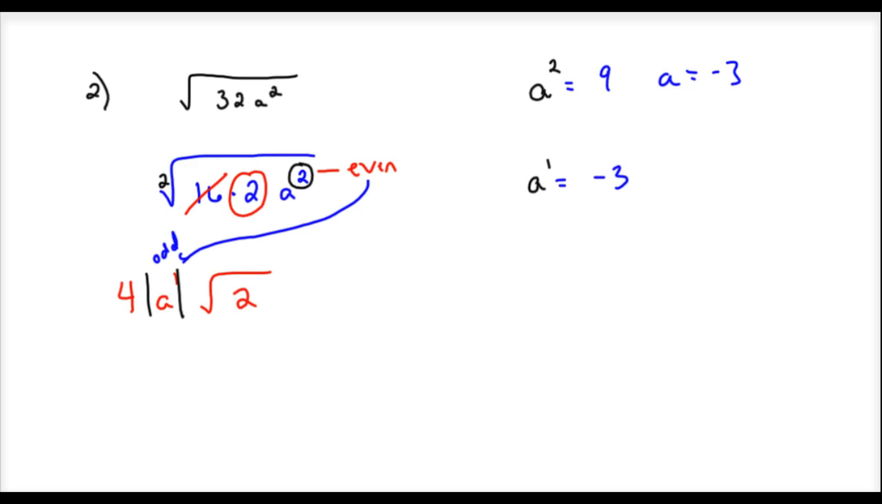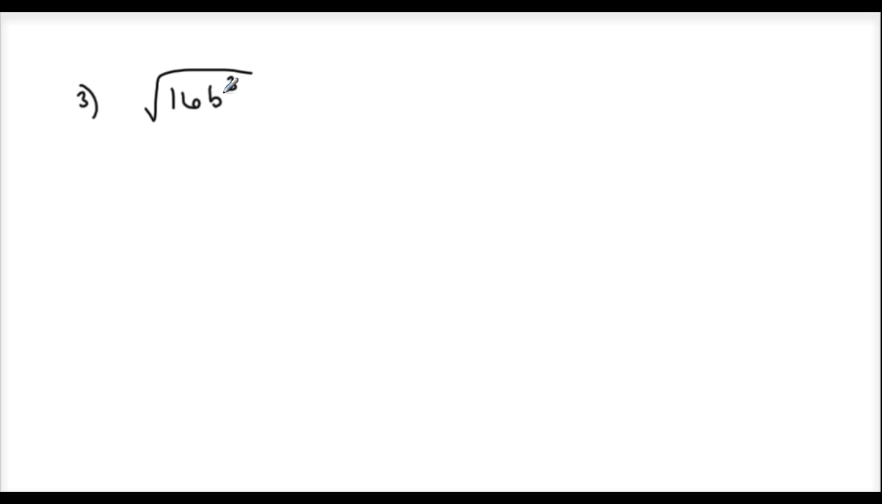Let's try another one. We have 16b cubed. All right, so I'm going to prep this again. 16 is already a perfect square. I'm going to leave that alone. B cubed. Can I take half of 3 and get an integer? No, I can't take half of 3. So I want to break up and prep 3 for myself. So I'm going to break up 3 into b squared times b to the first.